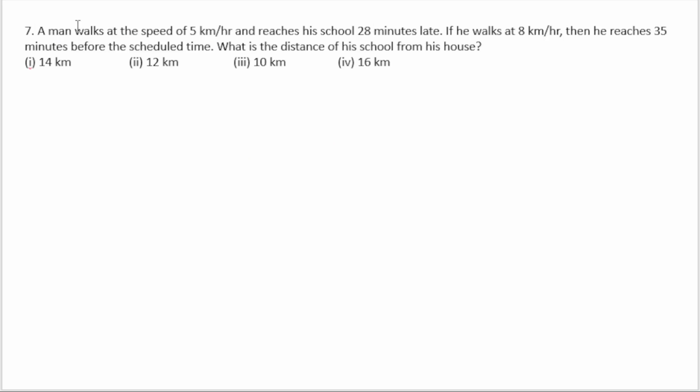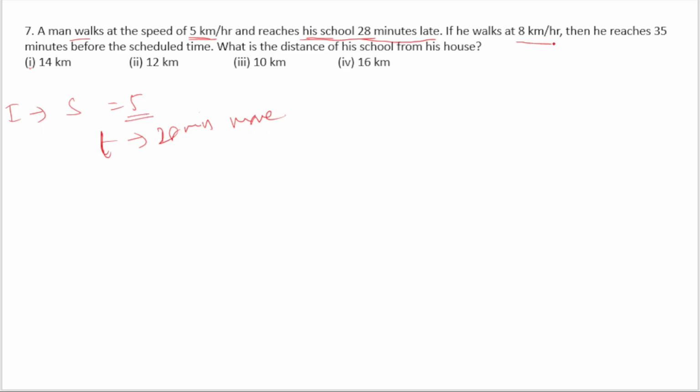Next question. A man walks at a speed of 5 kilometers per hour and reaches his school 28 minutes late. See, if a man is walking at a speed of 5 kilometers per hour, in the first case the speed is equal to 5 kilometers per hour and he reaches his school 28 minutes late. So he took 28 minutes more to reach the school.